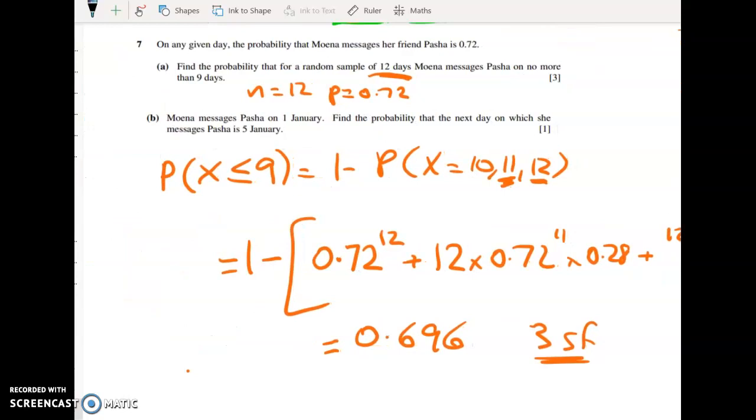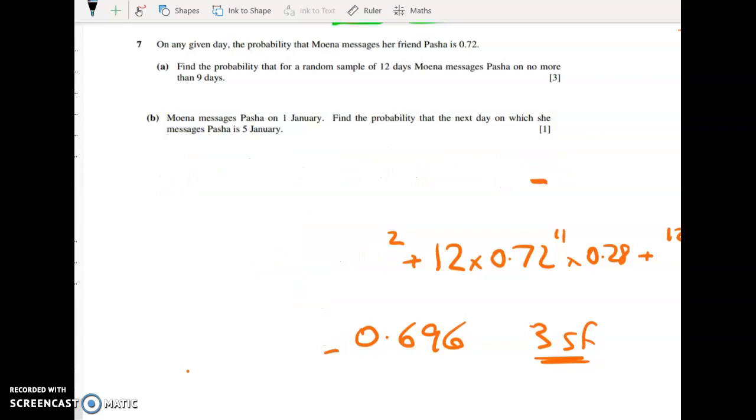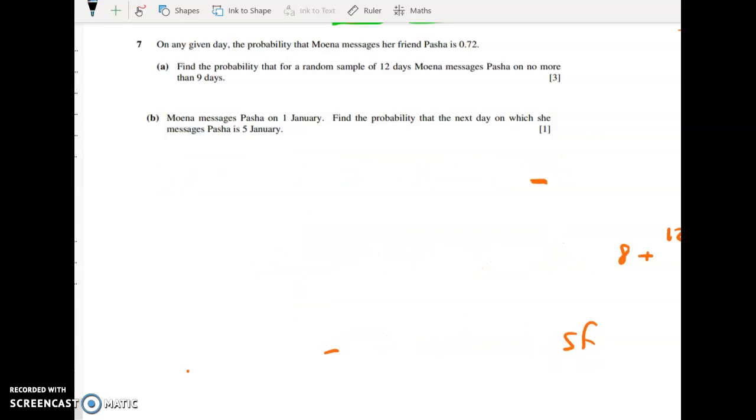Then the next one is a geometric distribution, but I like to do these just using a tree. So it's a geometric distribution because we're saying how long does it take until she messages Pasha again. So using a tree, you can see this is only worth 1 mark, right?